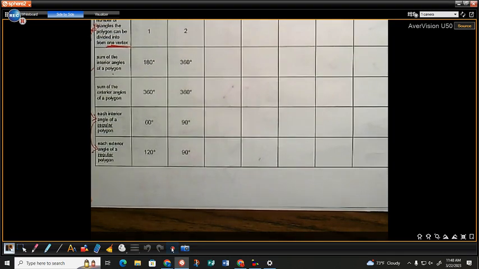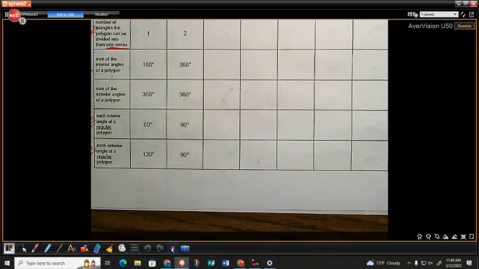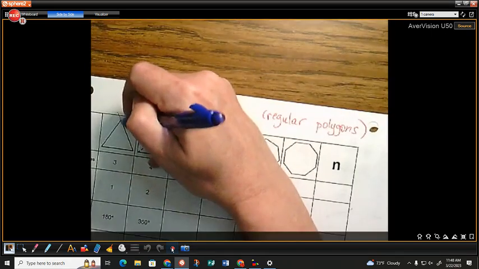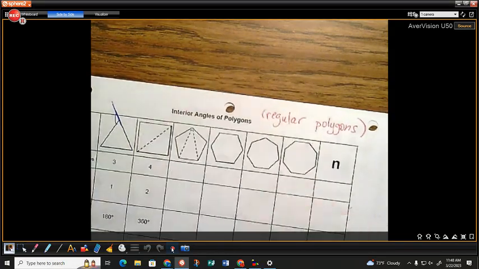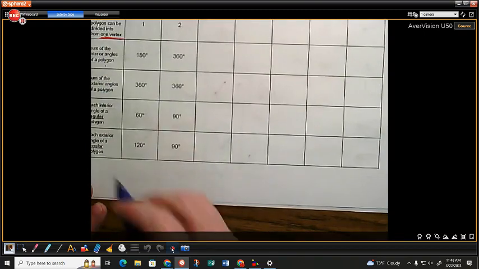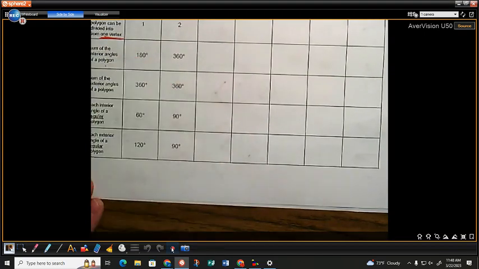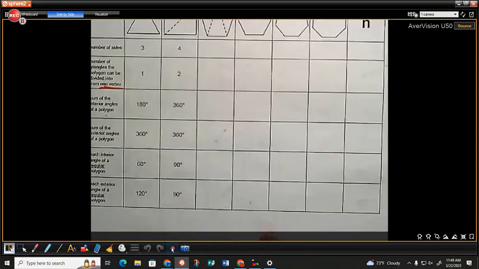But wait a minute, who remembers from our triangles unit, what the heck is an exterior angle? An angle on the outside? It's an angle on the outside formed by a linear pair. Okay? And then go back and find the sum of the exterior angles of a polygon. So argue with each other, talk about it, see what you come up with.